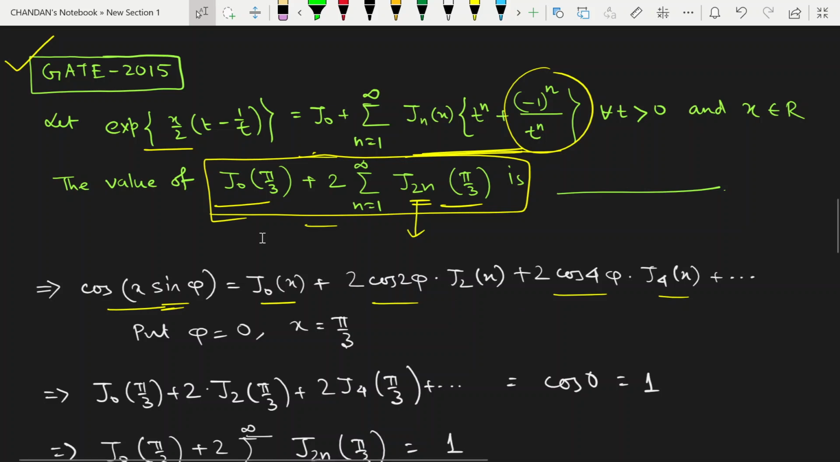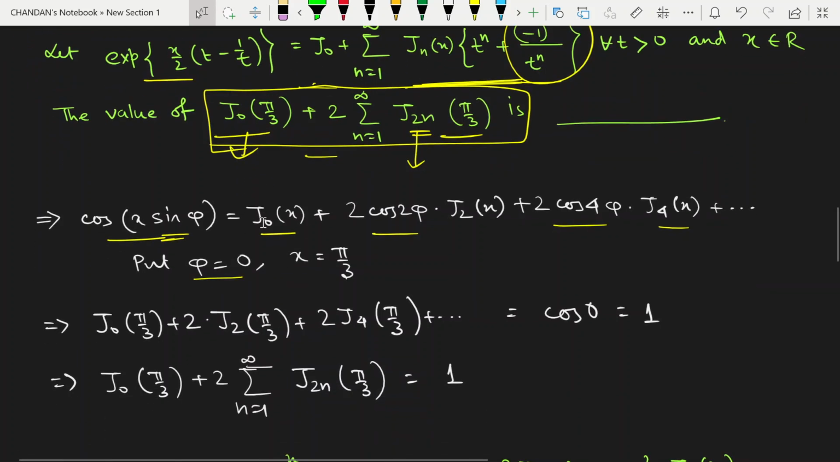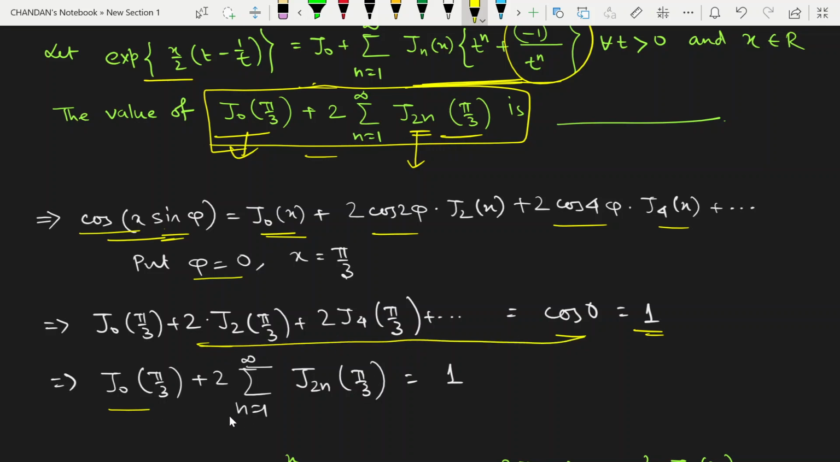Now we can just put phi equal to 0 and x equal to pi by 3 to get the required value. So this term goes to J0 pi by 3 plus 2 J2 pi by 3 plus 2 J4 pi by 3 and so on. The left side, with phi equal to 0, goes to cos 0, and cos 0 is equal to 1. So we can write J0 pi by 3 plus all these terms in summation form, n equal to 1 to infinity, with 2 outside the summation, J2n pi by 3. And we have to find this value, which is clearly 1. So the answer here is 1.